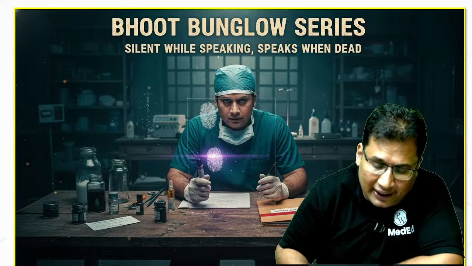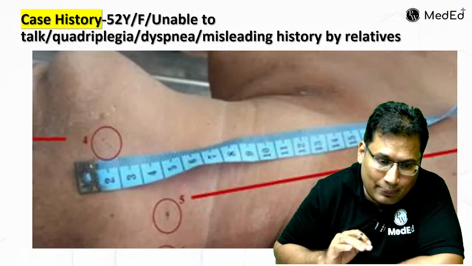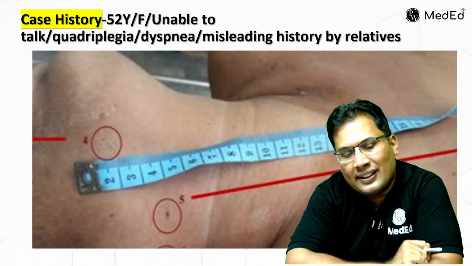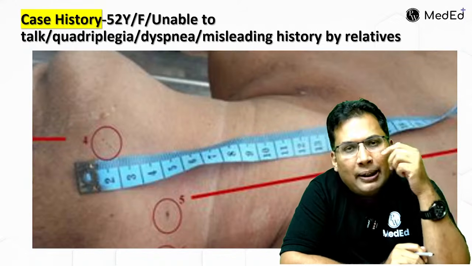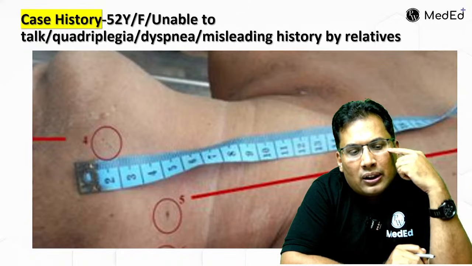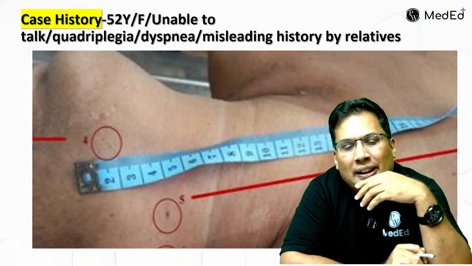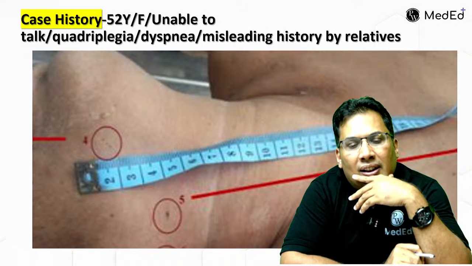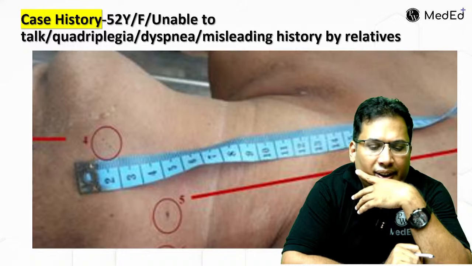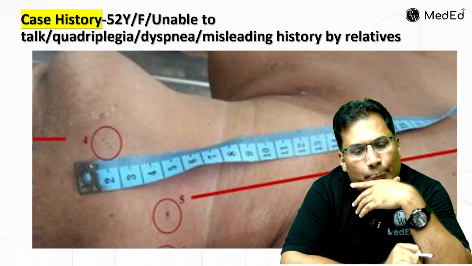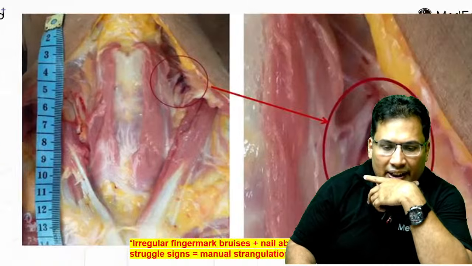Now look at this case. You need to explain to me what is the cause of death in this case. The history is a 52-year-old female, unable to talk and presented with quadriplegia, dyspnea. Misleading history was given by relatives. So my question is, what is the probable cause of death in this case?